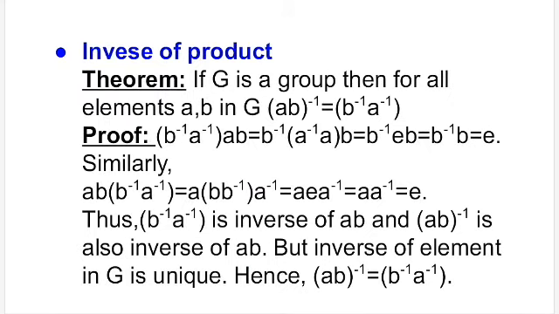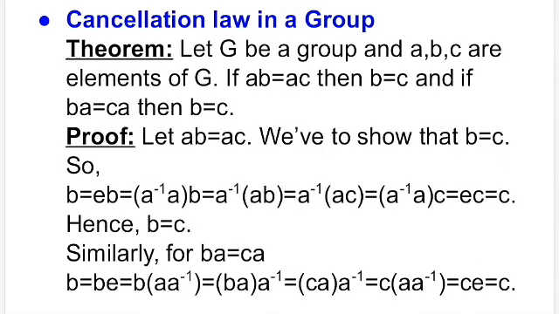Then we talked about inverse of product. If G is a group and A, B are elements of the group, then (AB) inverse is equal to B inverse A inverse. Then we saw the cancellation law. In the next lecture, we will talk about some propositions related to the order of a group.